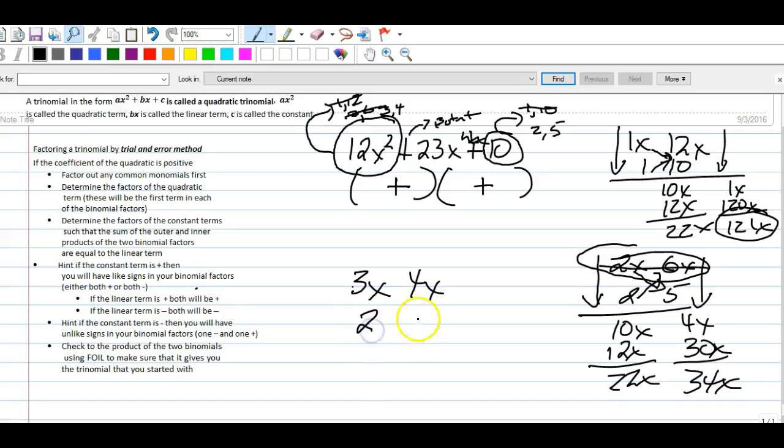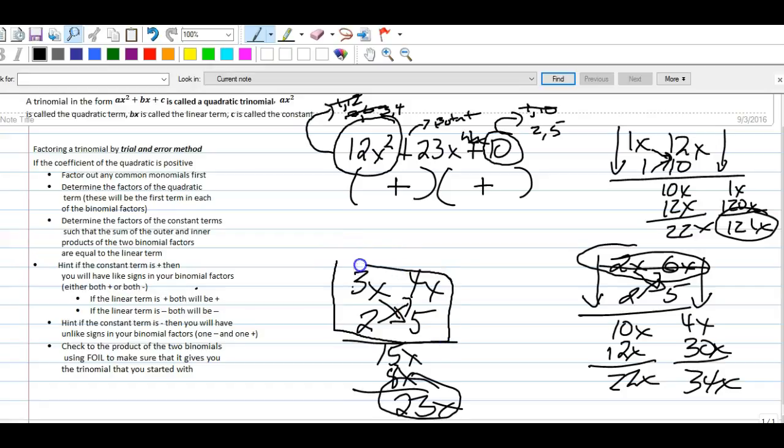So the only other possibility that I have for factors of the quadratic term are 3x and 4x, and the factors of my constant term here are 2 and 5, because I ruled out 1 and 10, because 1 and 10 in any combination here is going to give you a number which is greater than 23x. So let's consider all possibilities. 3x times 5 is 15x, and 2 times 4x is 8x, and the sum is 23x, and that's what I'm looking for.